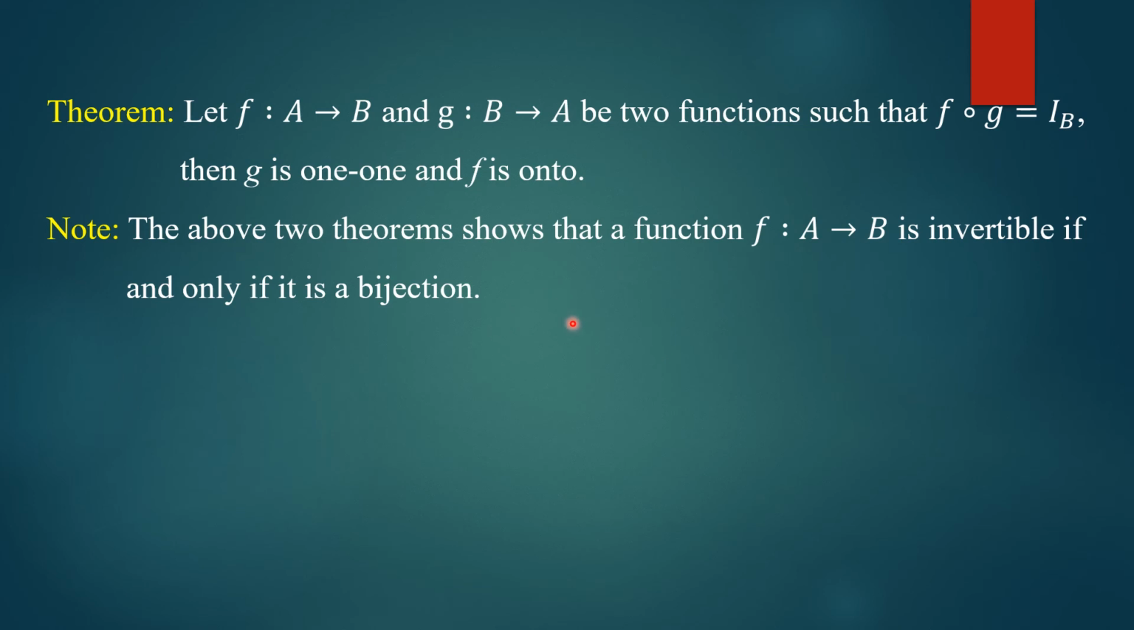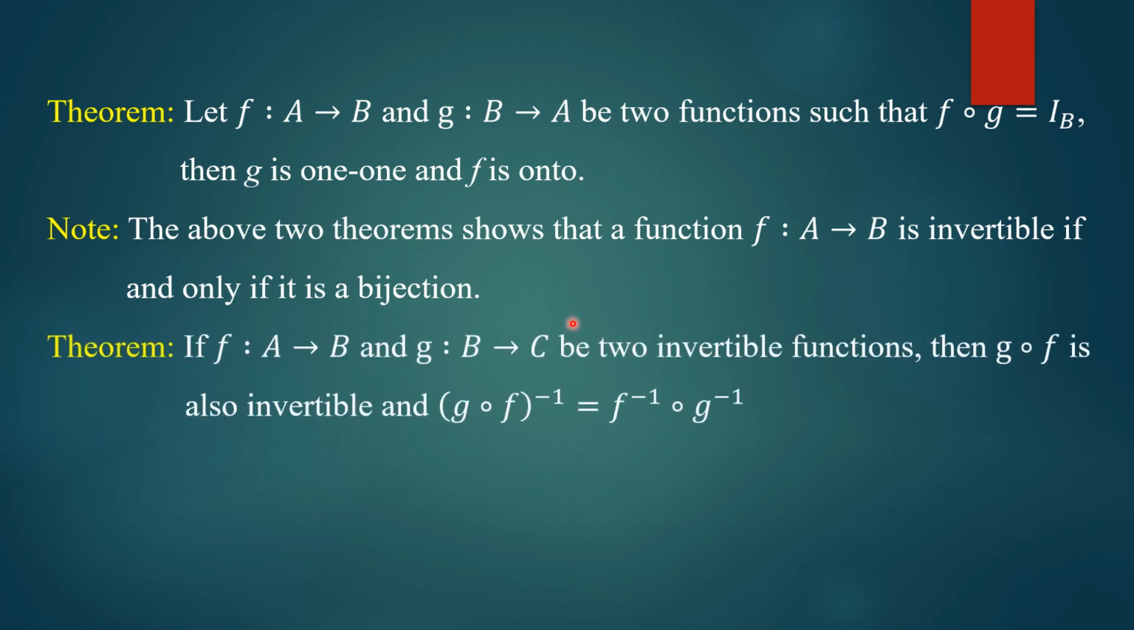Okay, come to the next topic. Again a theorem: f of A to B and g of B to C, these are two invertible functions, both are invertible. The inverse of f and the inverse of g both exist. Then gof, that is the composition of two invertible functions, is again invertible, and the inverse of gof is equal to f inverse o g inverse. This is in the reverse order, f inverse g inverse. If you break down the whole inverse, you have to write it in the reverse order, f inverse o g inverse, like this.